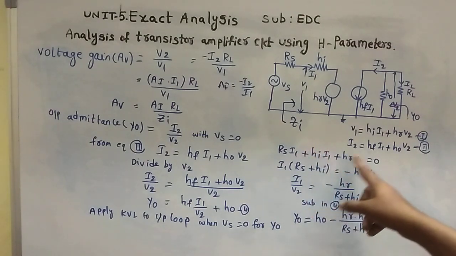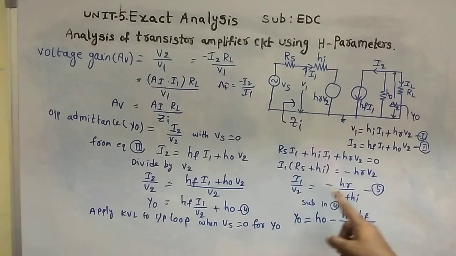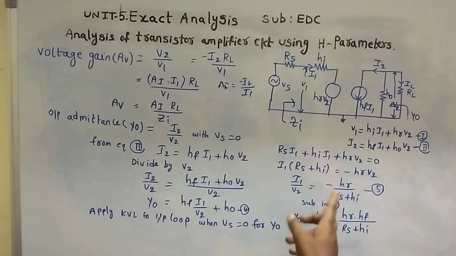From this equation I am going to find I1 by V2. Why? Because in this fourth equation the unknown is I1 by V2 when Vs is equal to 0. Then substitute this I1 by V2 in the fourth equation. Then you will get output admittance as Ho minus HrHf by Rs plus Hi. Here I1 by V2 is minus Hr by Rs plus Hi. So Yo is Ho minus HrHf by Rs plus Hi.